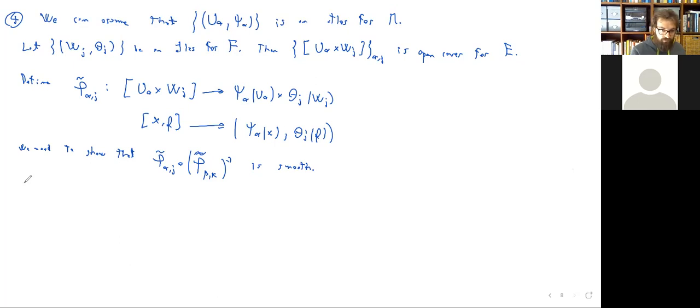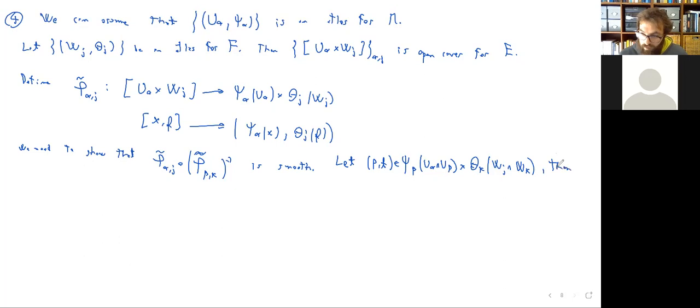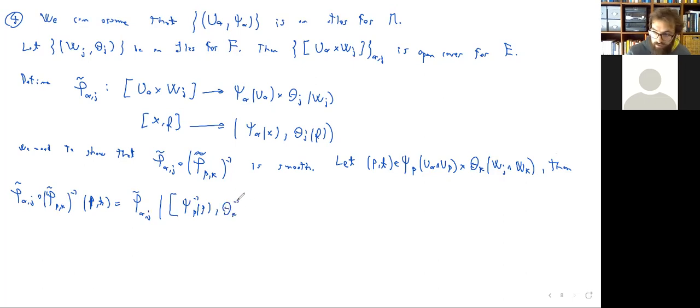Okay, this is computation. I'll do it here, so we have more space. We take a pair p, t, and we take it in this intersection product. This is basically the correct domain, and we just compute. So we have phi tilde alpha j composed with phi tilde delta k inverse of p, t. So this is phi tilde alpha j of what? Of phi delta inverse of p, and here we have phi k inverse of t. That is just the definition.